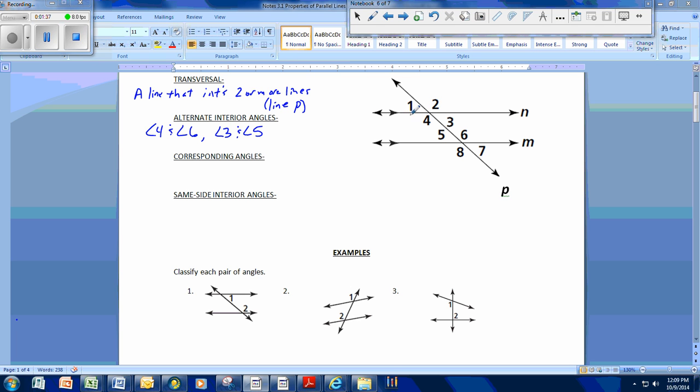Now, if we highlight angle 4 and angle 6, it makes the letter Z. So we're going to relate the letter Z to alternate interior angles. Now, if the two lines are parallel, in this case they are, then alternate interior angles would be congruent. So if angle 4 was 100 degrees, that means angle 6 would also be 100 degrees.